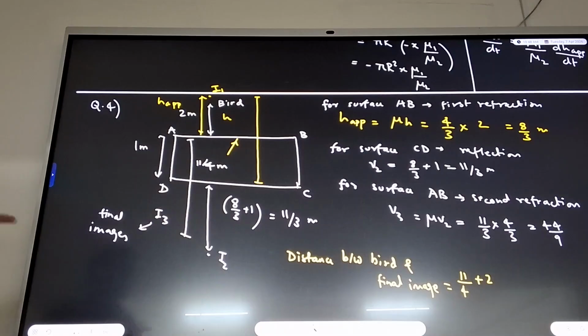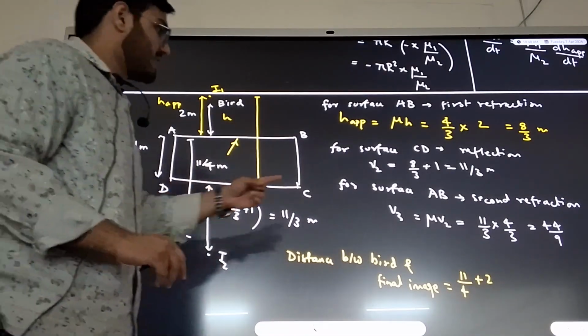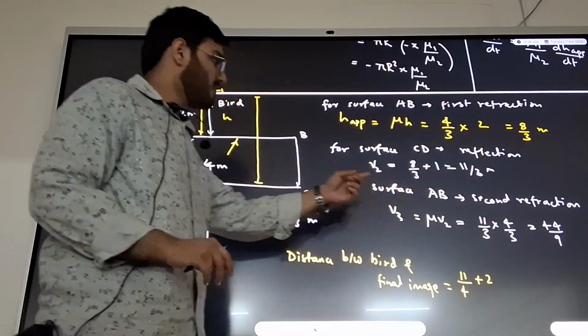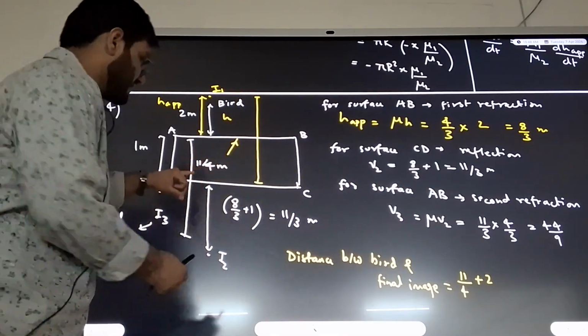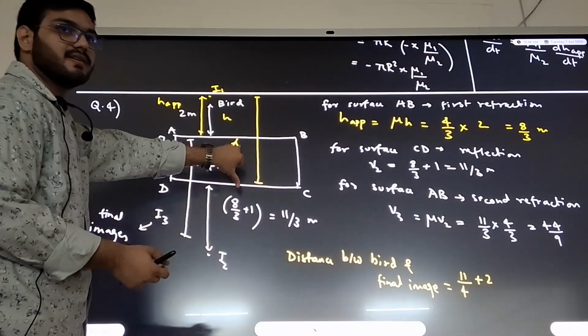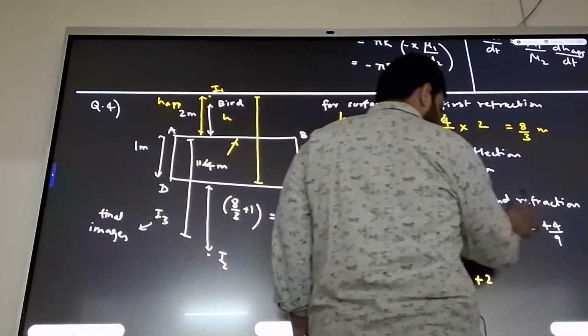I did not take it. They're only asking the final image. No, wait. For the second refraction, what is the object distance? It's 11 by 3 plus 1. I did not add that. So it should be 11 by 3 plus 1.